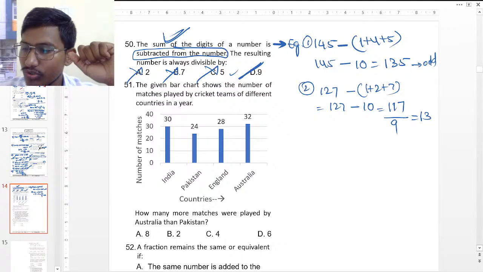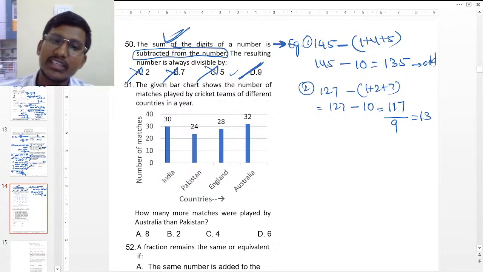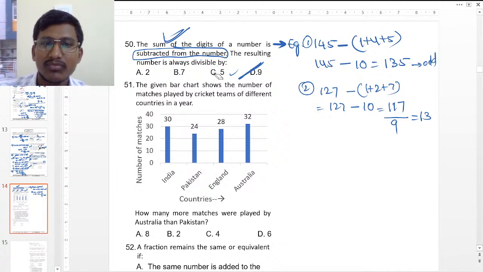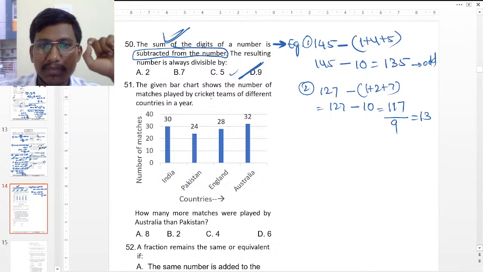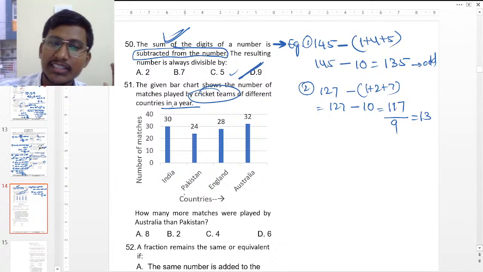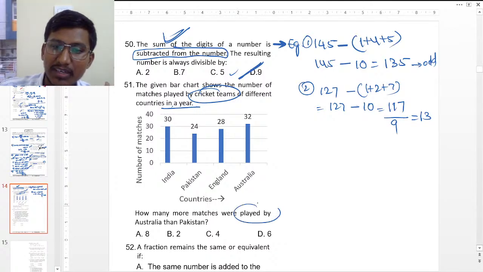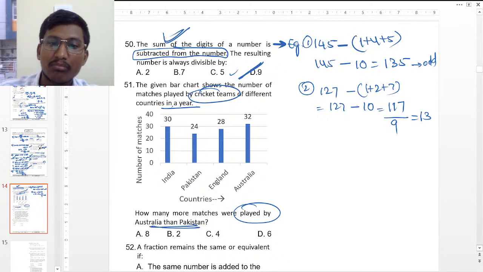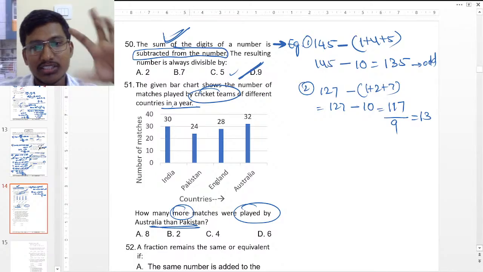So that is how you have to solve the question. Okay, let's go to the next question, 51. In the given bar graph, the number of matches played by a cricket team of different countries in a year is given. Here they are asking how many more matches were played by Australia than Pakistan?